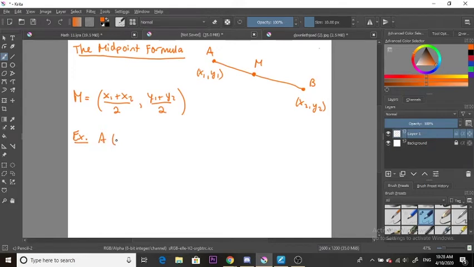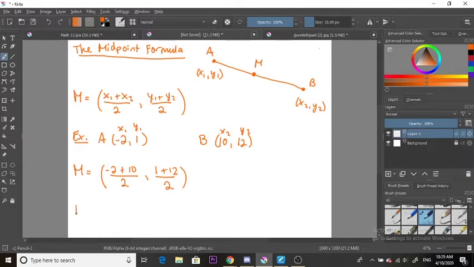So let's do an example. Let's say we have point A, which has -2 and 1 coordinates, and then point B has the coordinates of 10 and 12. So let's figure out our midpoint. We're going to add the -2 and the 10 together, and then we're going to add the 1 and the 12 together. Remember, this is x1, y1, x2, y2, so I'm adding up the x coordinates and then adding up the y's.